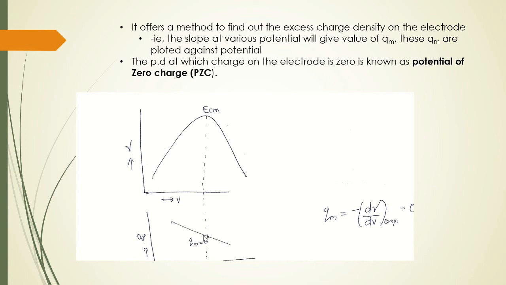So hence we can say PZC is Qm equal to minus d gamma by dV at constant composition equal to 0. On the other hand, PZC, or potential at zero charge, is the potential at which ECM occurs. So this excess charge density at the ECM value, the maximum, will give you a Qm value of 0. So that is the PZC, the potential at zero charge.